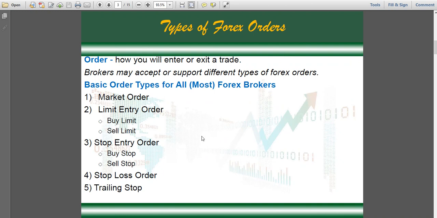Now, there are various types of orders in the market. One is a market order. The other one is the limit entry order, subcategorized into two, buy limit and sell limit. We have a stop entry order, which also has a buy stop and a sell stop, and a stop loss order, and a trailing stop loss order. Now, these are the orders you really need to be familiar with. There are those others with weird names. We'll not talk about them now. These are the ones you need most of the time, if not all the time.